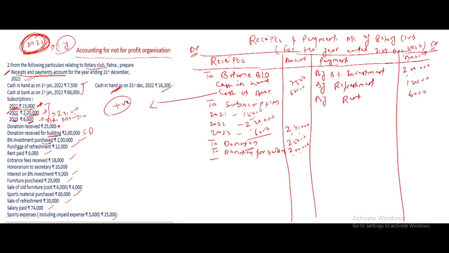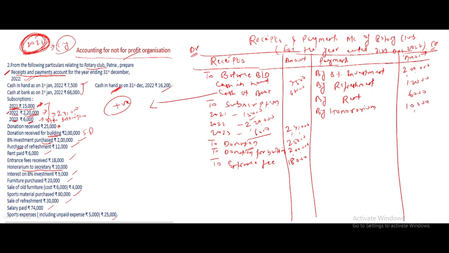Entrance fee received is recorded on the debit side because entrance fee is a receipt, 18,000. Honorarium to secretary. Honorarium is a remuneration paid to a non-regular employee of a not-for-profit organization. So it is a payment: By honorarium, recorded on the credit side. Amount is 10,000.